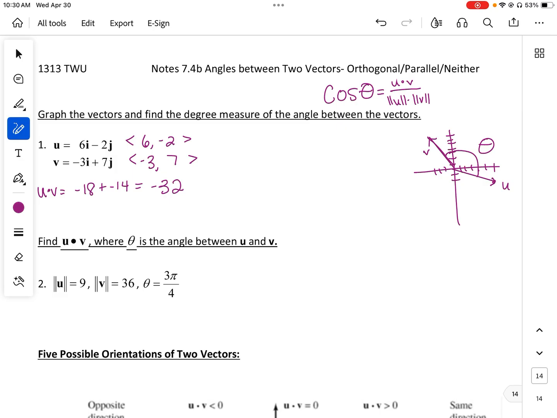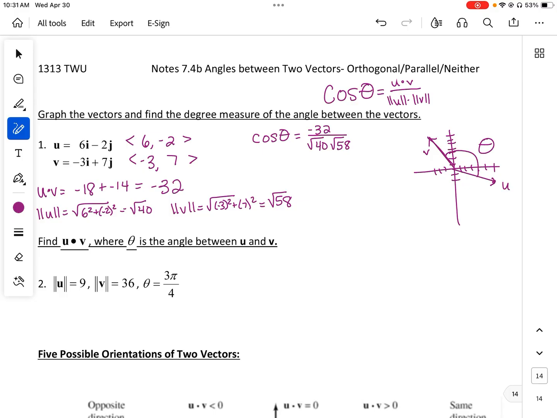Okay, so let's do the magnitude of u now. 6 squared plus -2 squared, square root of 40. Then we have the magnitude of v, -3 squared plus 7 squared, 9 plus 49, 58. Okay, so we have cosine theta is the dot product on top, and then the magnitude.